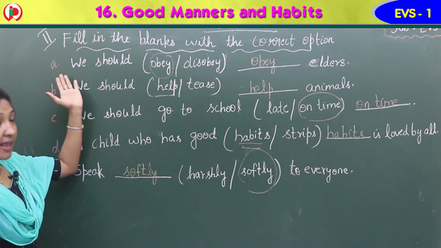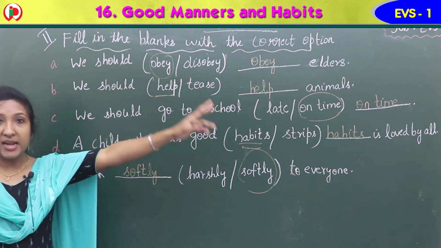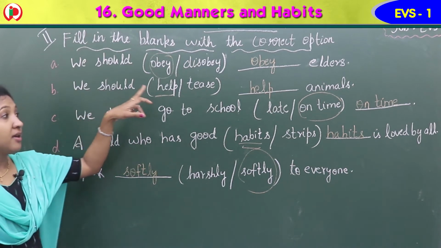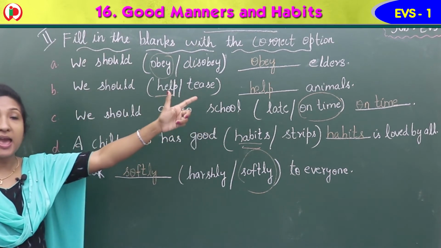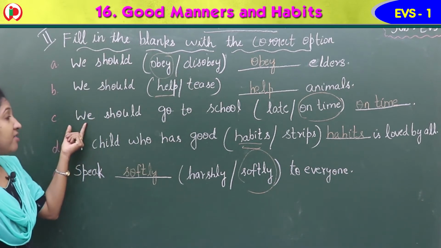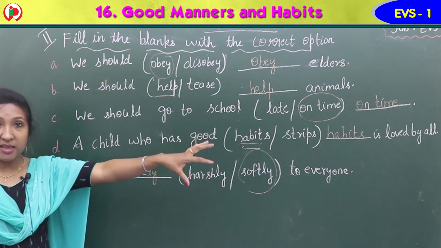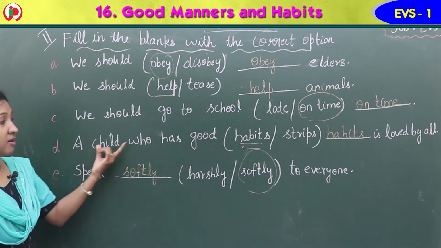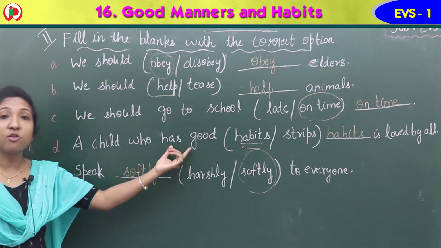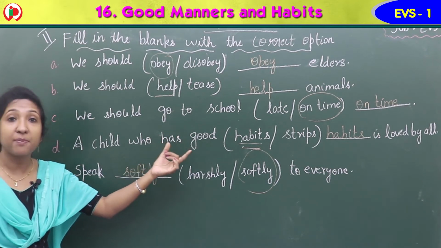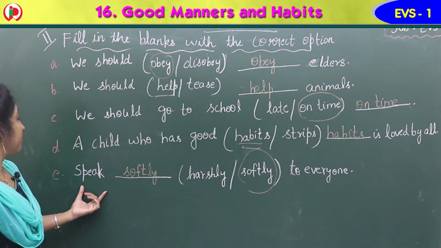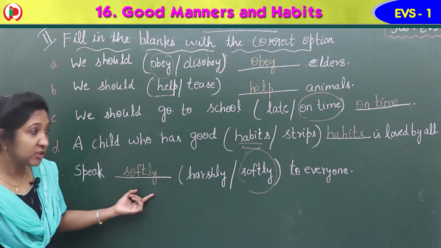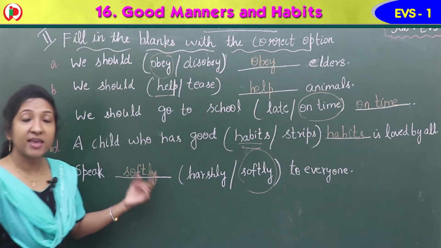So the first one, question number A, we should obey elders, O-B-E-Y. Second question, question number B, we should help animals, H-E-L-P, help. Third one, question number C, we should go to school on time, O-N, on, T-I-M-E, time. Then fourth one, question number D, a child who has good habits is loved by all, H-A-B-I-T-S, habits. Then last one, fifth one, question number E, speak dash to everyone, speak softly to everyone, S-O-F-T-L-Y, softly.